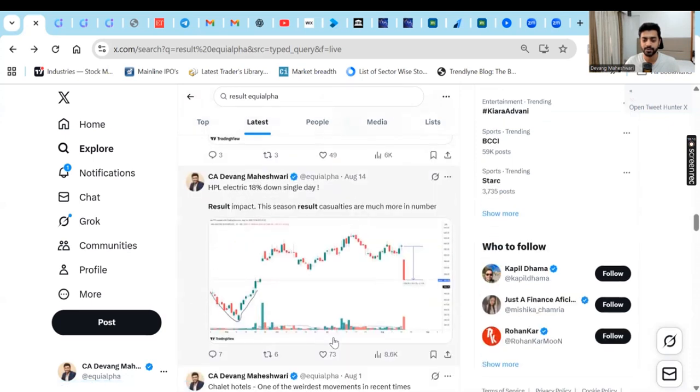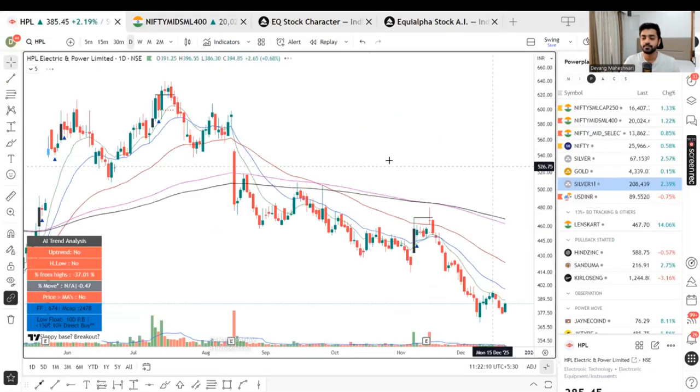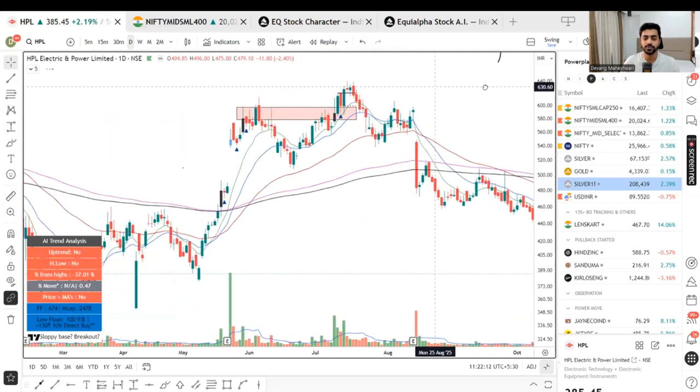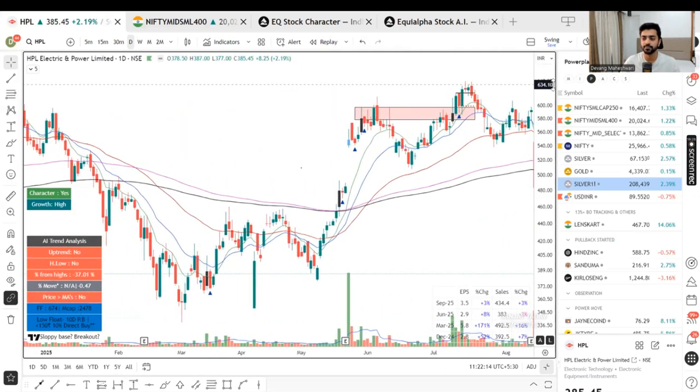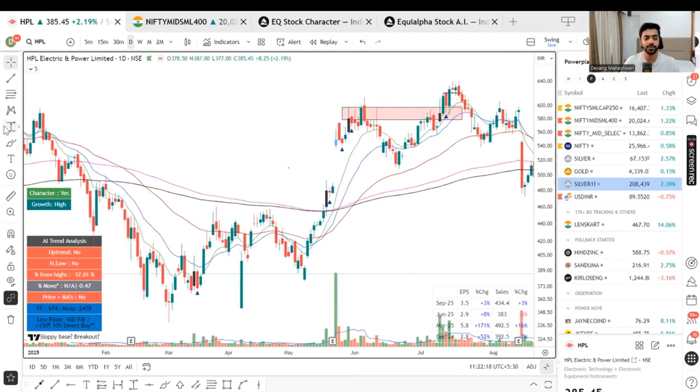HPL Electric, this is August 14. Look at this, very strong chart till here. Very strong chart, and then simply 18% down on result. So why am I telling you this? Don't get too stuck on result days, that whether this will come good so I'll hold, whether this will come bad so I will sell off.